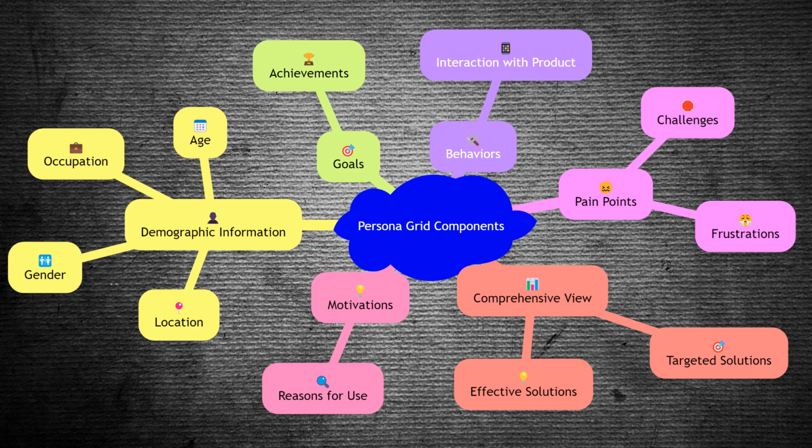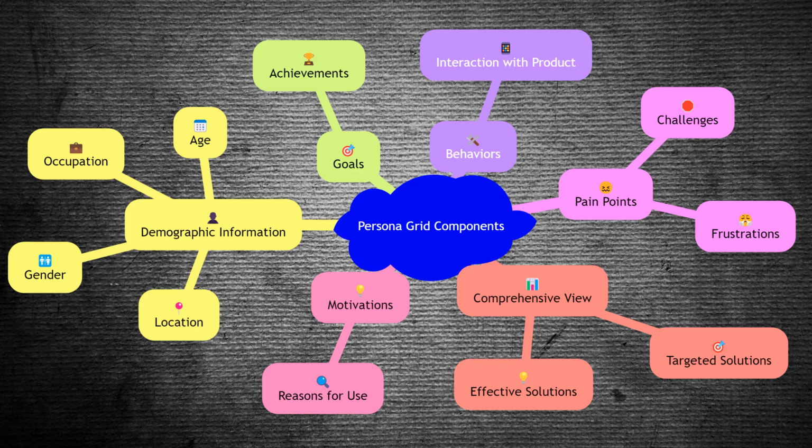Demographic information provides a basic understanding of who the persona is, such as age, gender, occupation, and location. Goals highlight what the persona wants to achieve, while behaviors describe how they interact with the product or service. Pain points identify the challenges and frustrations the persona faces, and motivations explain why they use the product or service. By capturing these elements, persona grids offer a comprehensive view of the user, enabling teams to create more targeted and effective solutions.